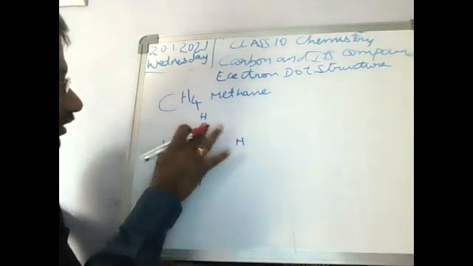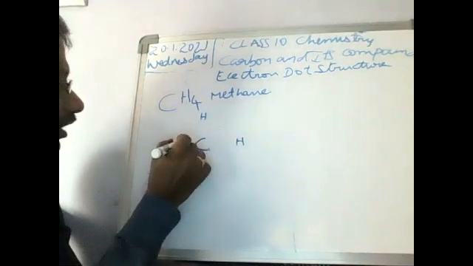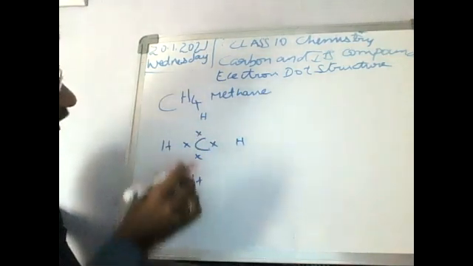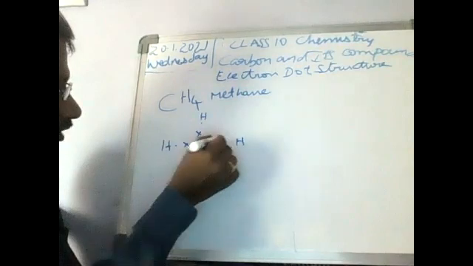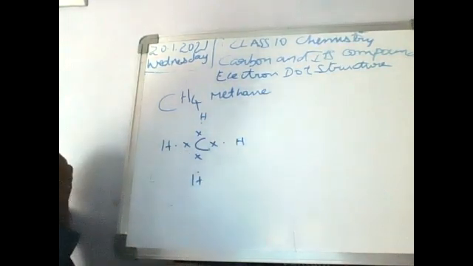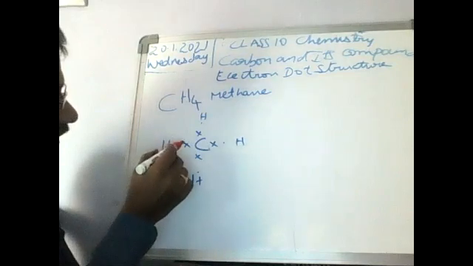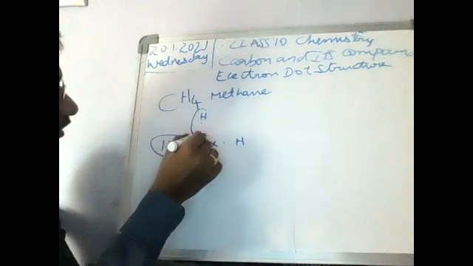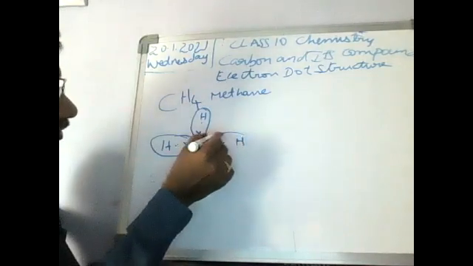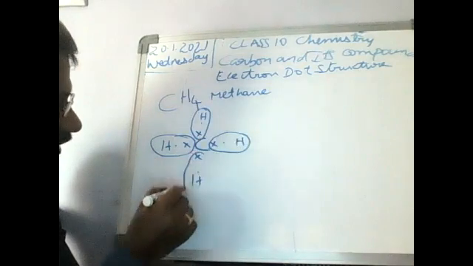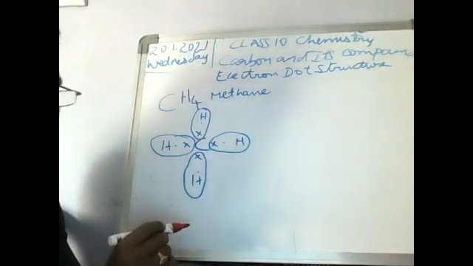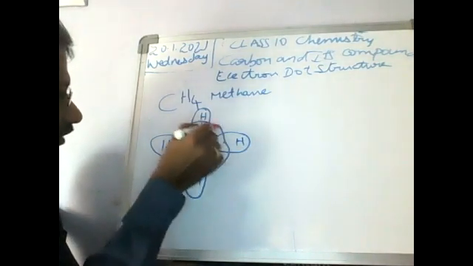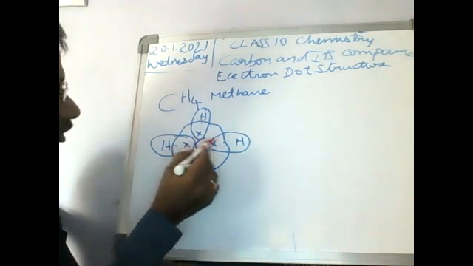Take these bonds. Instead of bonds, put crosses. Carbon has four electrons in the outermost orbit, and hydrogen has one electron in the outermost orbit. Now satisfy the valencies. Each hydrogen here has two electrons, so each is satisfied. Now carbon has 8 electrons: 1, 2, 3, 4, 5, 6, 7, 8.